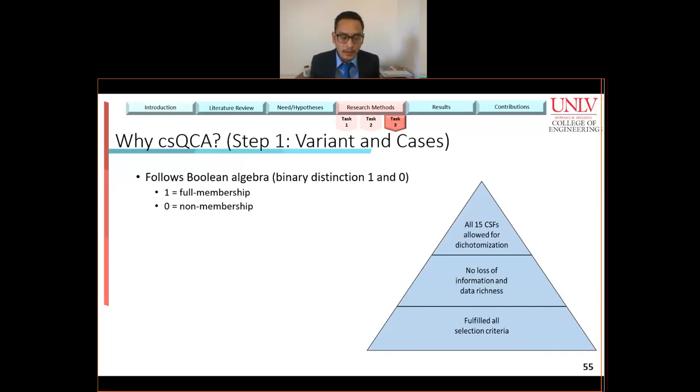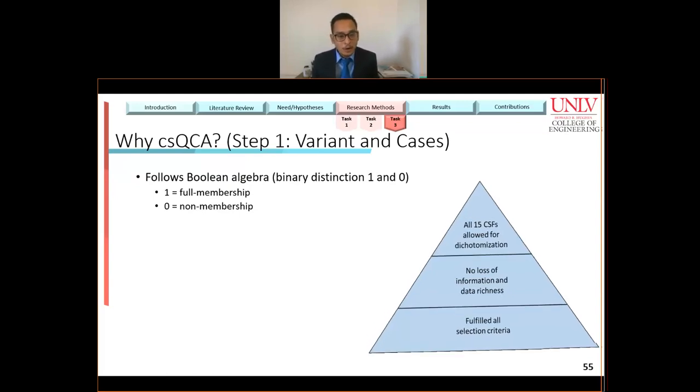So what is CSQCA? CSQCA follows Boolean algebra, provides a distinction of 1 and 0, 1 being full membership and 0 being non-membership, so a binary distinction. CSQCA allowed for this dichotomization, the binary distinction, for all the 15 CSFs for the data that I had. There was no loss of information or data richness, and all the selection criteria were fulfilled.